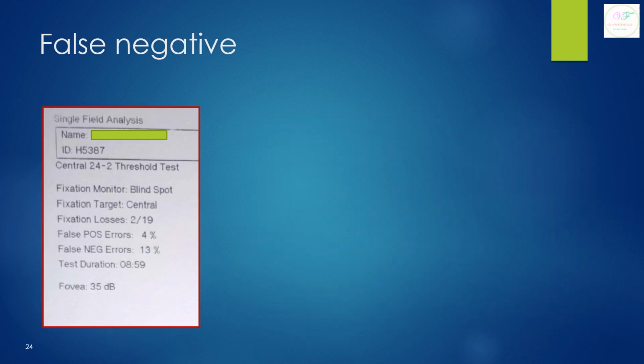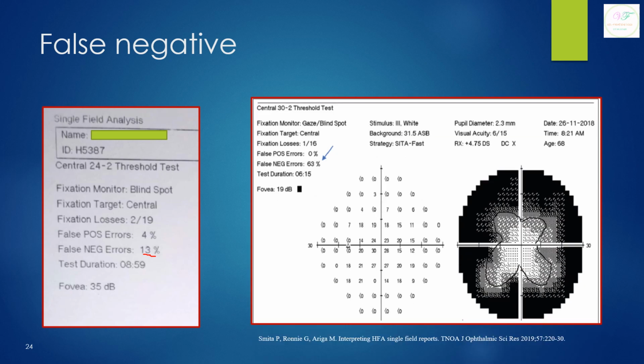Next you are going to see the false negative errors. This is around 13%, which is still okay. And then this is an example of a chart where the false negative errors are very high, around 63%, which is not acceptable. And if you see, this is the typical clover leaf pattern seen on the gray scale, which denotes that this patient has high false negative errors.